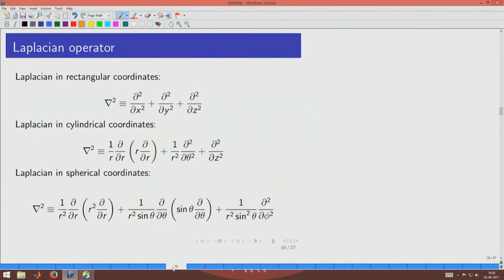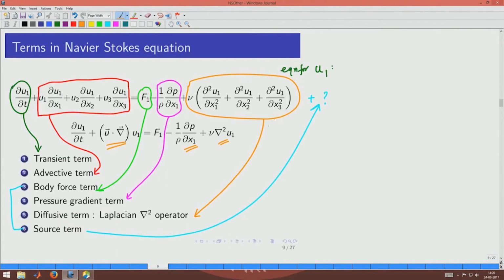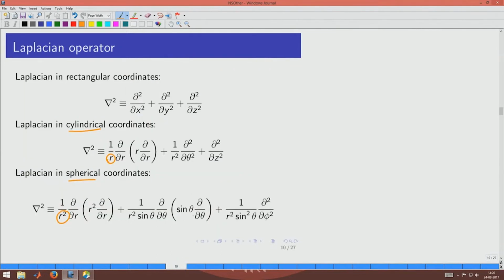Now, the Laplacian in different coordinate systems is going to look like this. You notice that in the cylindrical situation you have r, and in the spherical situation you have r squared. The remaining terms we have already discussed in the previous sessions. So, for the last term you can substitute these kinds of expressions and proceed. However, on the left hand side, for the advective term, you will have additional terms because the coordinate system is different from the rectangular one.